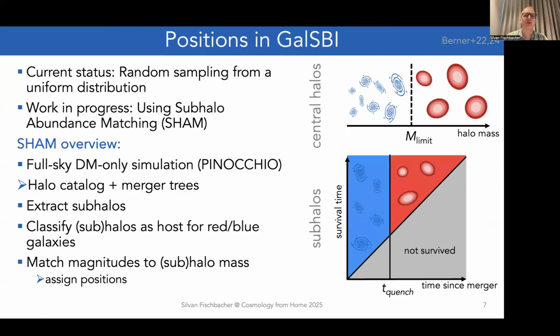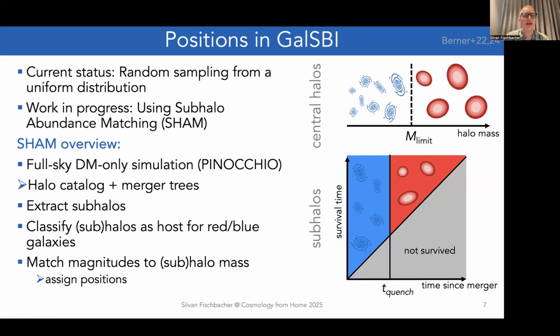I would now like to make a short detour and talk about positions. Up to now, what we did is we randomly sampled positions from a uniform distribution. This is, of course, very simplified because we know that there is clustering in real life, and we did not include clustering in our simulations. Now we're working on actually including clustering effects using a subhalo abundance matching approach. This is all heavily based on the work by Pascal Berner in her PhD.